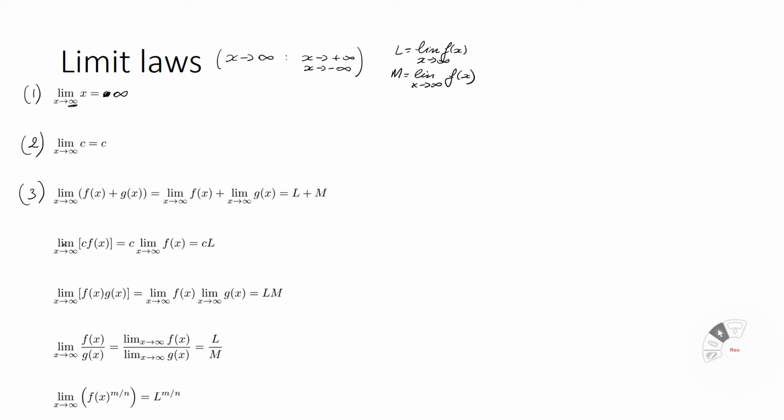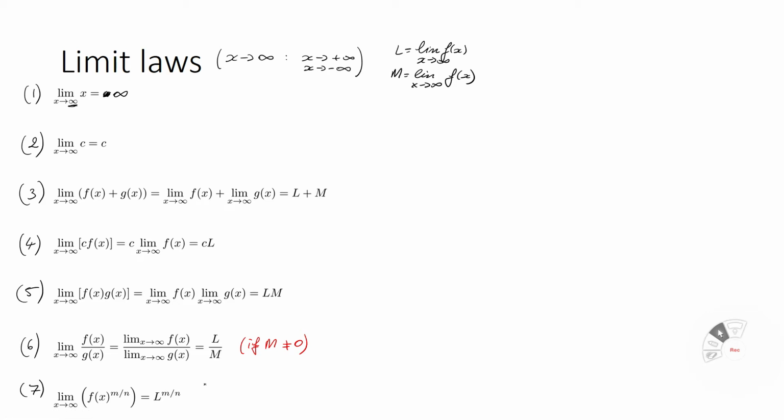And then likewise, the limit of a constant times a function is the constant times the limit. The limit of a product of functions is the product of limits. The limit of a quotient is the quotient of the limits. And here you have to be careful. The limit that you put in the denominator should not be equal to 0. And then number 7 is the limit of a power is that limit raised to the power.